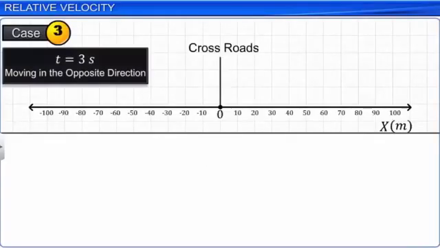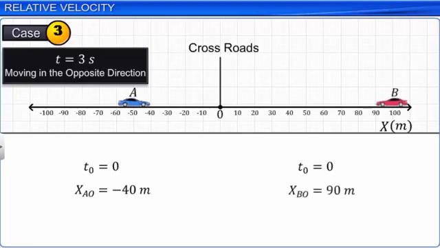Case 3. At the time of initial observation, that is, when T naught equals to 0, car A is 40 meters behind the crossroads, and car B is 90 meters ahead of the crossroads. Car A is moving towards right with a uniform velocity of 10 meters per second. Car B is moving towards left with a uniform velocity of 15 meters per second.